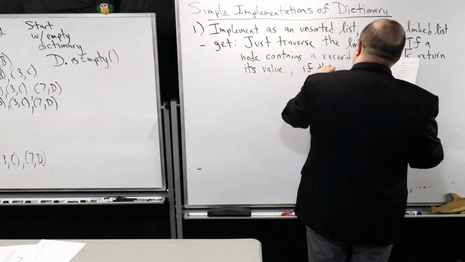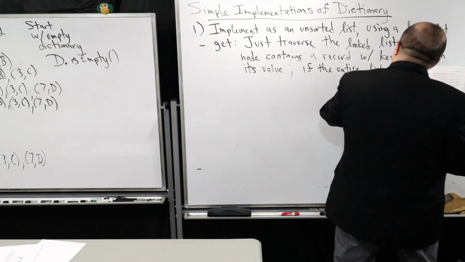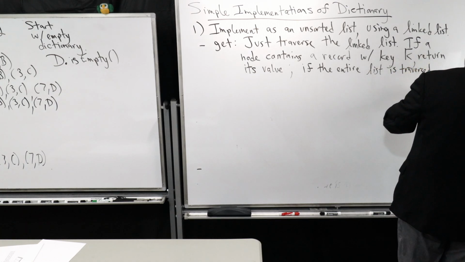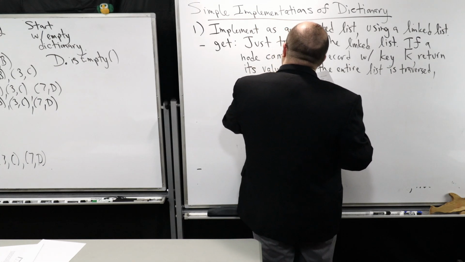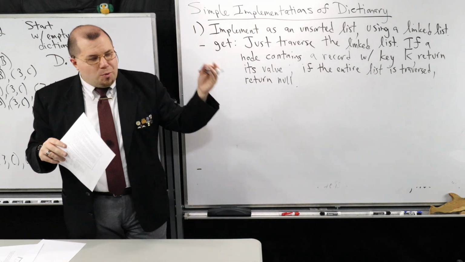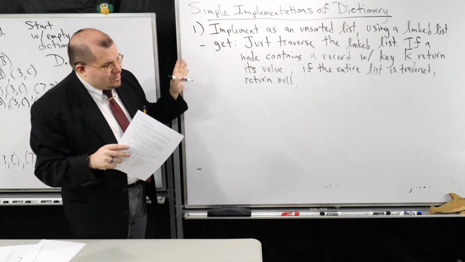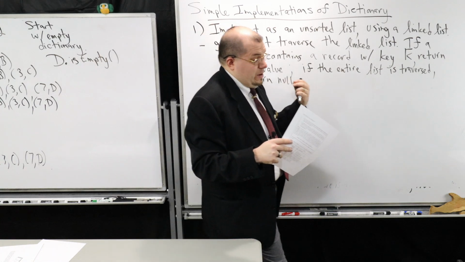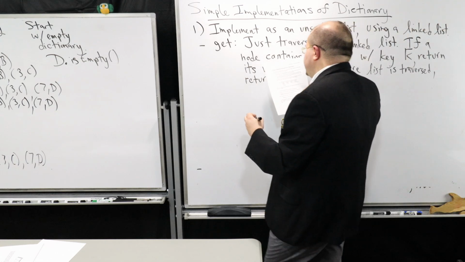If the entire list is traversed, return null. So it's very natural to just be written out like a while loop. So you'll just have a while loop. You examine what the key is for each one of the data components or data attributes of your nodes. You just examine that, and you see if that key is there. And if it is there, then you return the value of the record that's stored at that node.